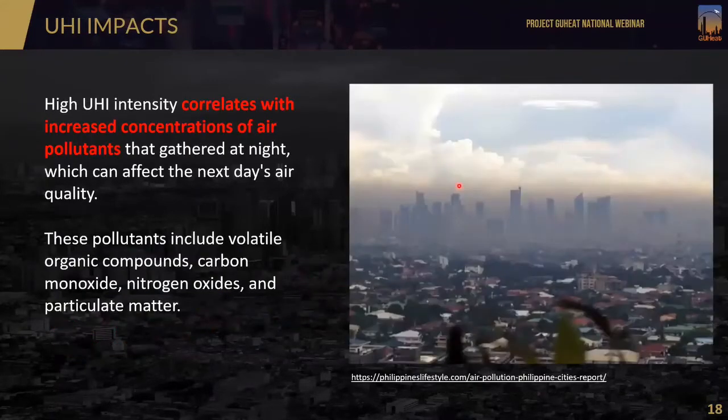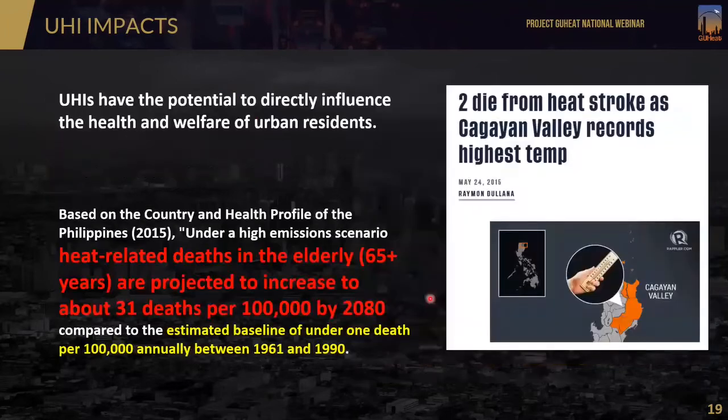It is also known to correlate well with increased concentrations of air pollutants. These pollutants include volatile organic compounds, carbon monoxide, and other pollutants in the air. In this figure, we can see an area of Metro Manila covered with high particulate matter and other air quality problems. UHIs also have the potential to directly influence the health and welfare of urban residents.